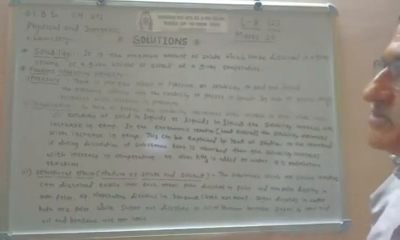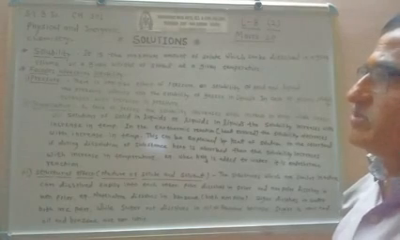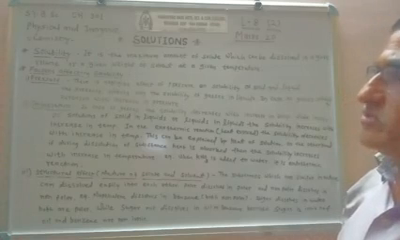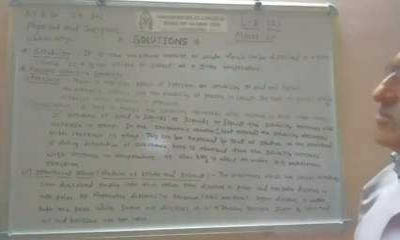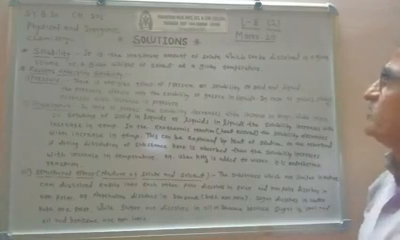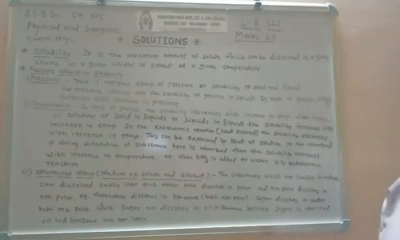Friends, after introduction, the next topic of this chapter is solubility. So first we have to know what solubility is. It is the maximum amount of solute which can be dissolved in a given volume or a given weight of solvent at a given temperature. It is known as solubility.